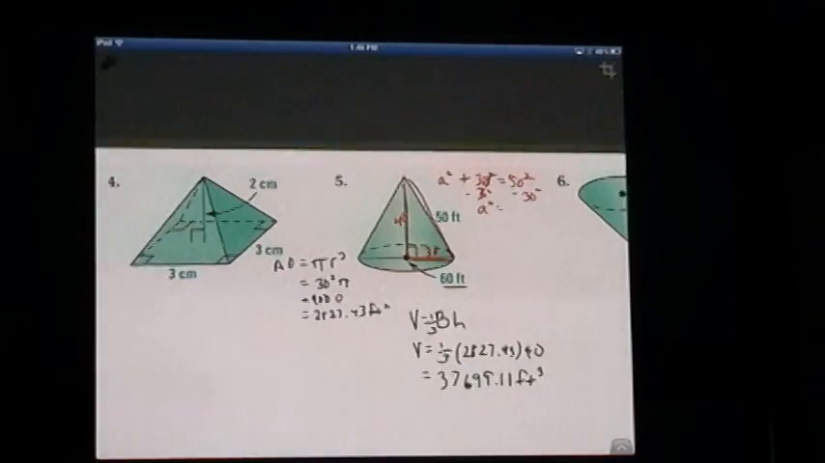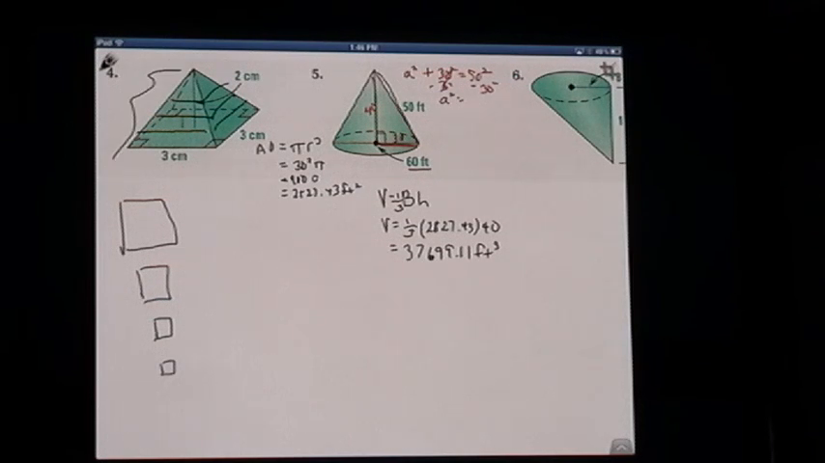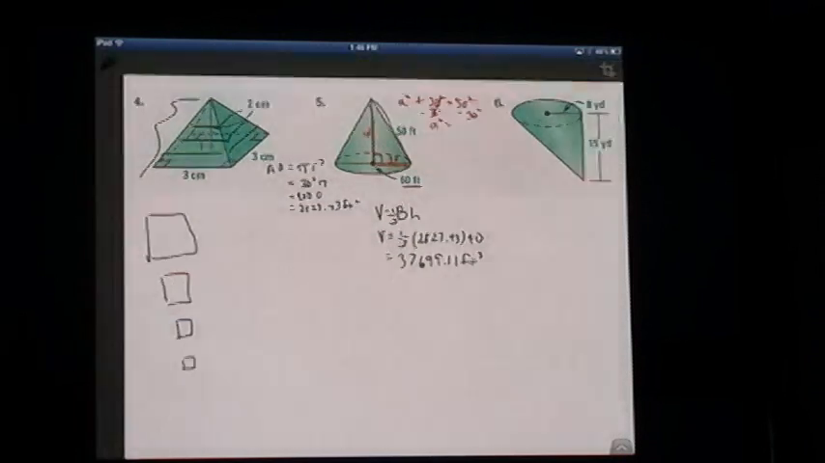Okay, now remember the reason this is 1/3 is because as you're going up the height of your pyramid, your squares are getting progressively smaller. And that's going to be at a ratio of 1/3 by the time you reach the top. Same thing is true over here. That's why we have the 1/3.